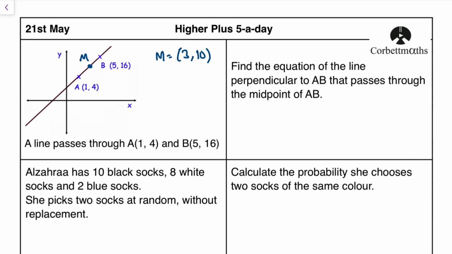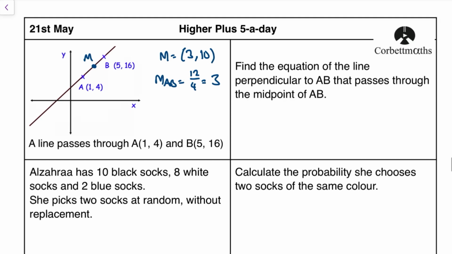Then the gradient to get from A to B: in Y value, I go from 4 to 16, which is up 12, and the X's go from 1 to 5, which is up 4. 12 divided by 4 is 3, which means my gradient A to B is 3, which means my perpendicular gradient is going to be minus a third. Not very nice numbers. Then I want the line that has a gradient of minus a third that goes through (3, 10). So let's write that down.